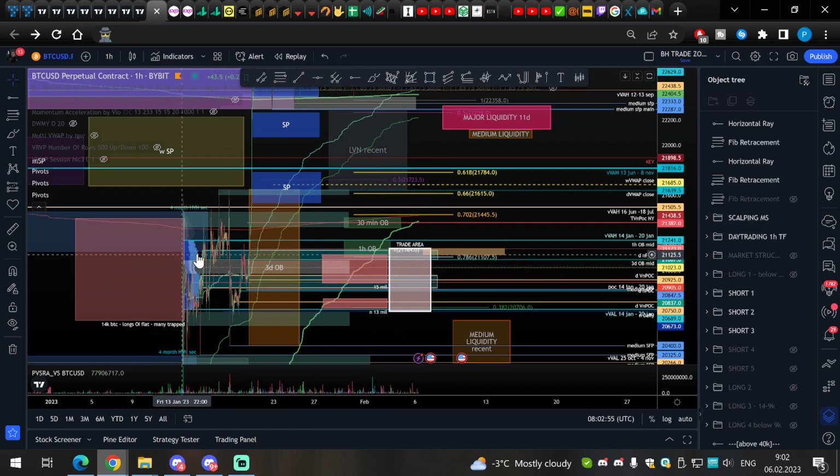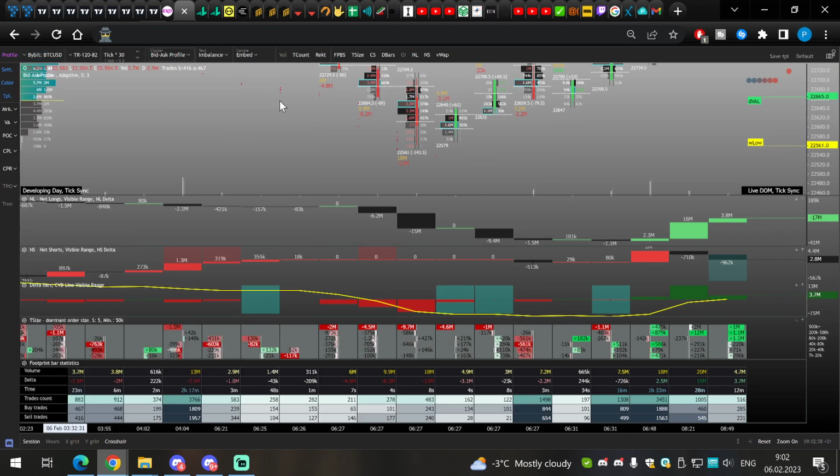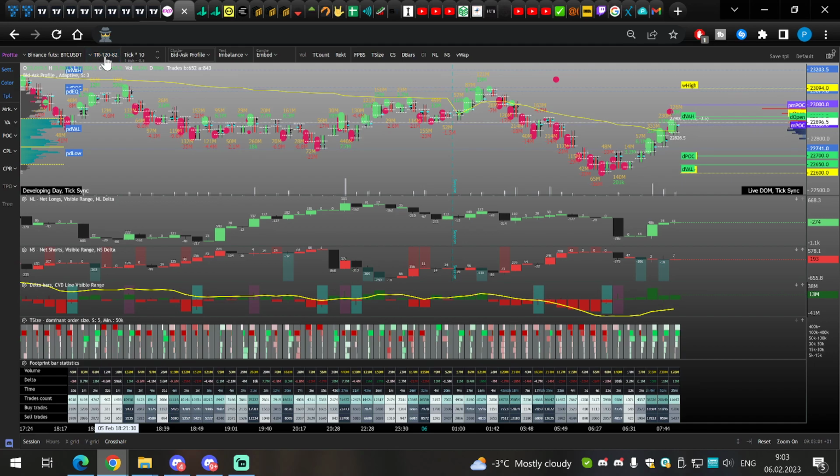One more thing, because a lot of people were shorting this range heavily. We utilize order flow a lot in our group, and Exocharts can offer you big clarity. Let me show you. So let's go to our scalping template. It can be shown here as well.